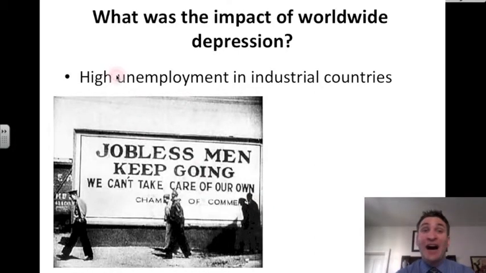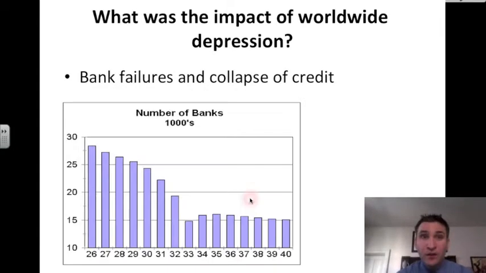What was the impact of the worldwide depression? Number one, there was high unemployment in industrial countries like Britain, like the US, like France, and jobless men have to keep going. That's what this sign says. But the sad reality was we can't take care of our own. This is one town's sad, sad statement.